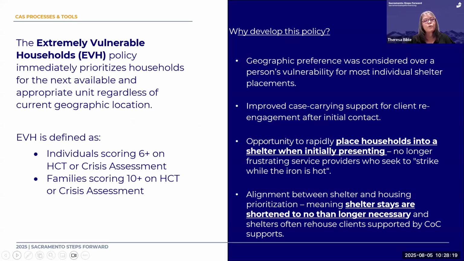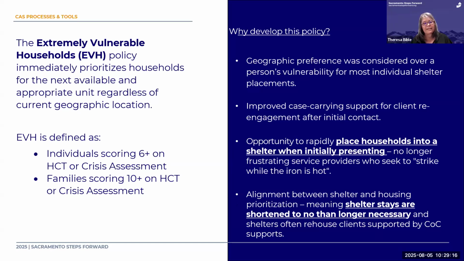So the extremely vulnerable household, which we call the EVH policy, helps immediately prioritize those households for the next available and appropriate unit, regardless of their current geographic location. An EVH is defined as an individual scoring 6 or more on the, and I'm going to spell out this acronym, the HC2, the housing crisis tool or the crisis assessment. Families scoring 10 plus on the HCT or crisis assessment, those are the two types of scoring that we use to define who is EVH.